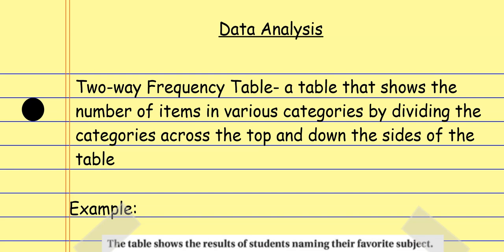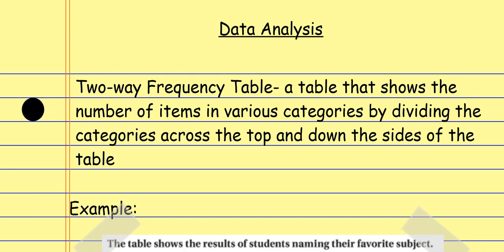So, two-way frequency tables. It's a table that shows the number of items in various categories, by dividing the categories across the top and down the sides of the table. And really, it's kind of an extension of the regular frequency table. We're still showing the number of things, but we're dividing it into different categories now. And that's why it's a two-way frequency table, because we're splitting it into categories. We're kind of showing the frequency from different perspectives, okay?